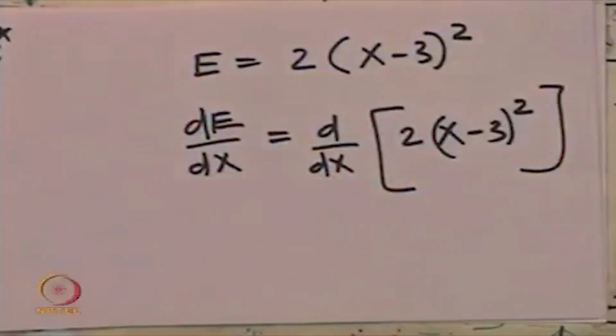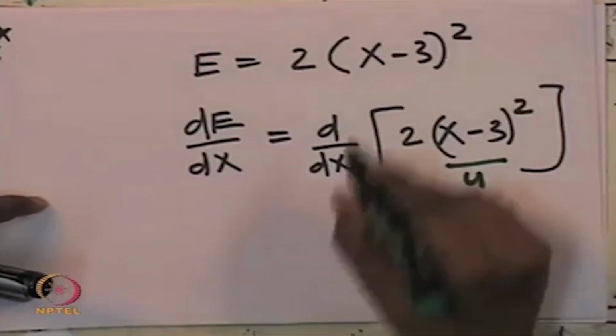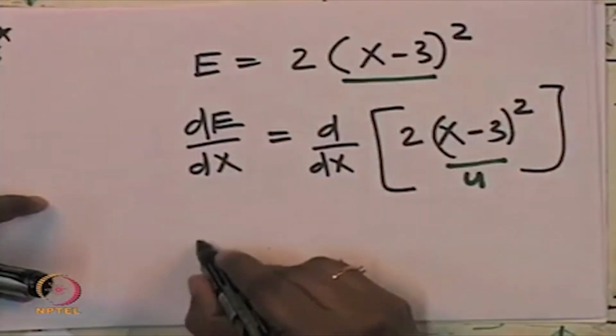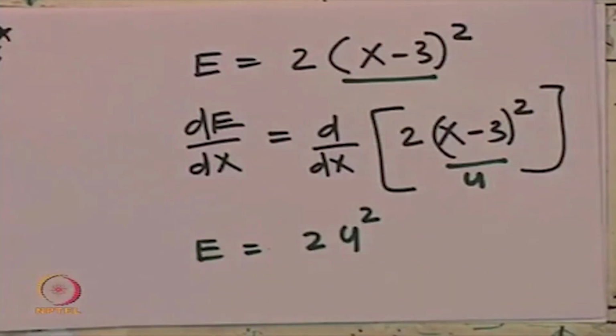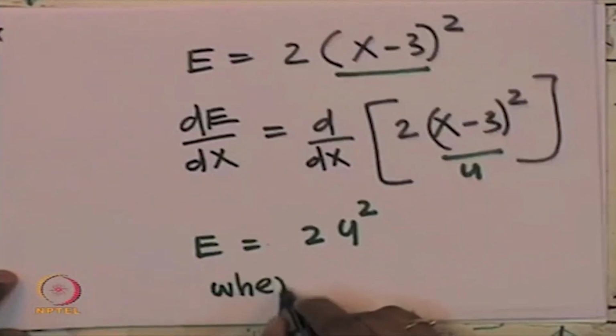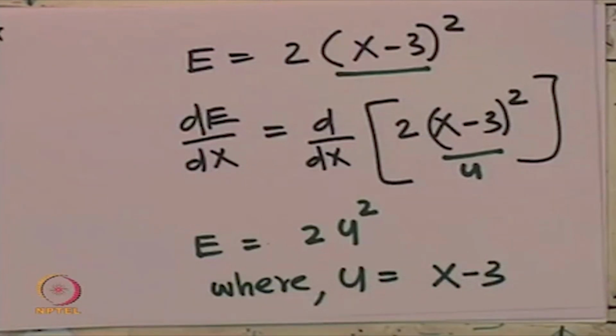So, if you take this x minus 3 as some u, the energy will end up as 2 u square, where u is x minus 3. So, what we want to find out now is the derivative of u square. In any case, if you have such a thing where u is a function of x, u is x minus 3, and you want to find out the derivative of u.